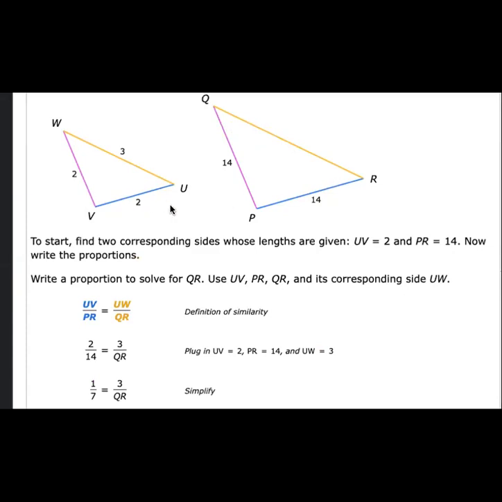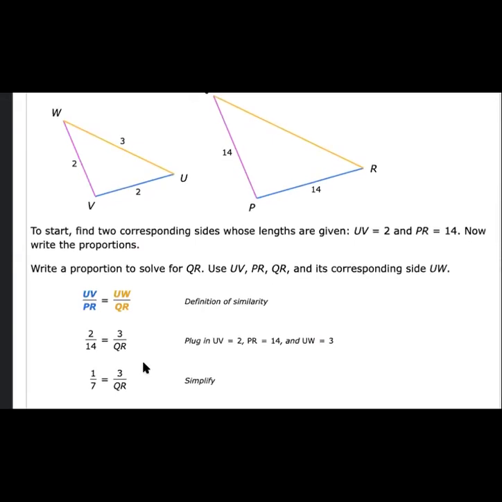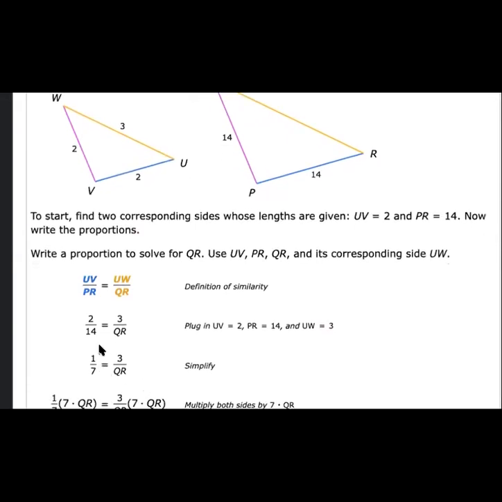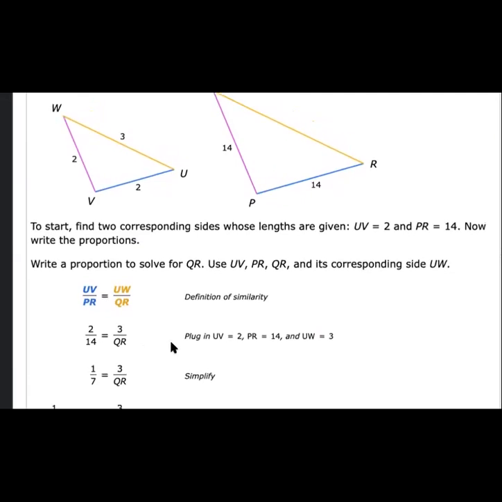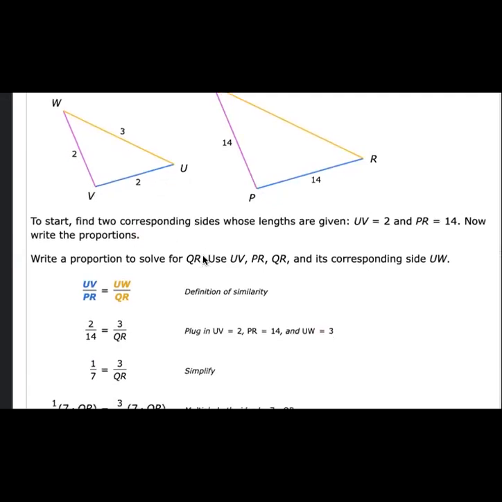So to use what we know, so we know the blue angles. So we're going to do 2 over 14, which is going to be equivalent to 1 over 7. And then on the other side, we know that WU is going to be 3, and then QR is our missing term, okay? So we're going to have 1/7 is going to be equal to 3 over QR. And if I wanted to use the other side, for example, the 2 purples and the 2 yellows, I could do that as well. But since they're the same number, I can use either one.